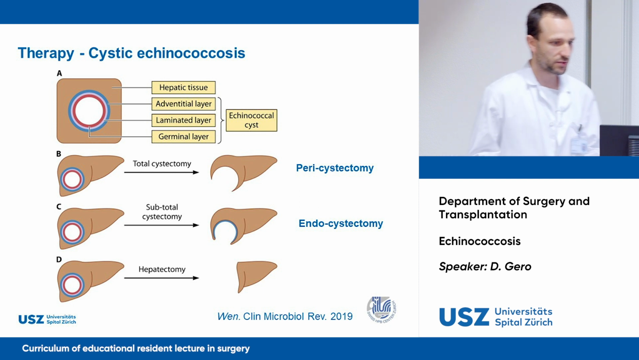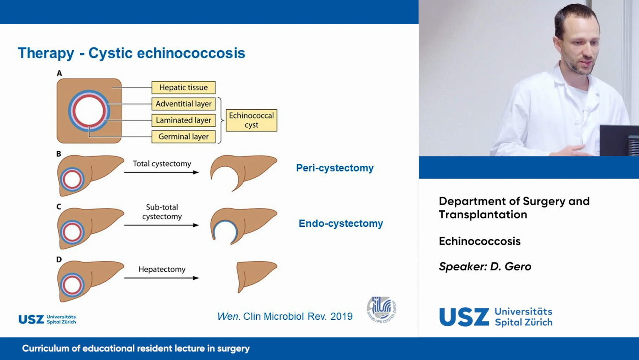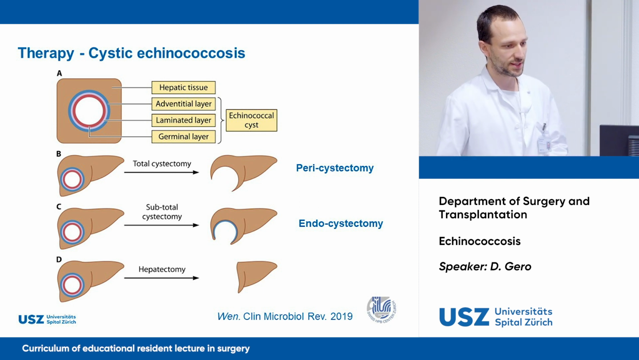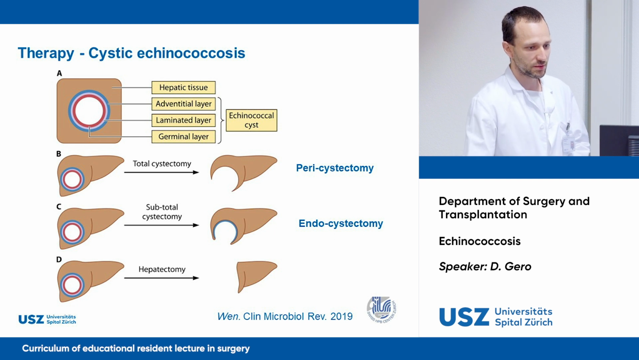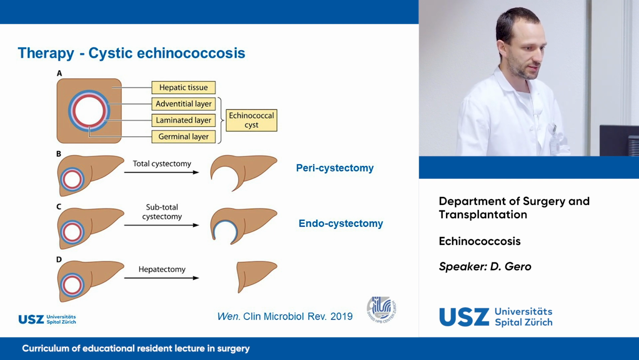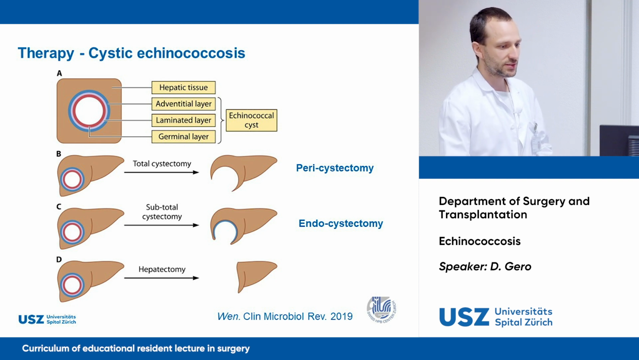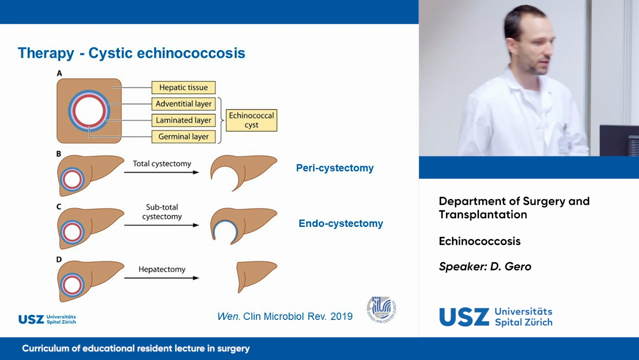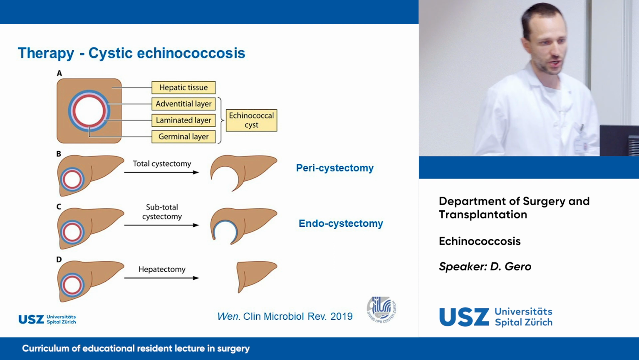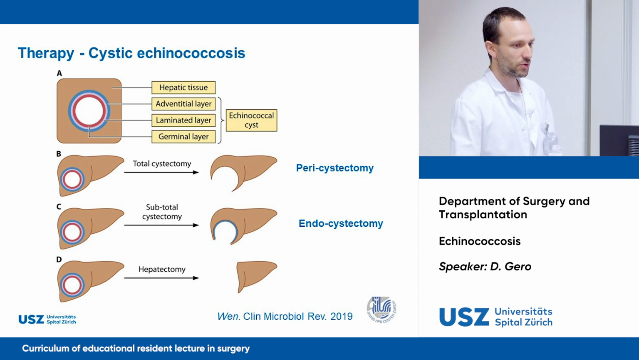On this figure, I would like to show the difference between endocystectomy and pericystectomy. The idea of pericystectomy is to remove the cyst in totality without opening it. When we perform endocystectomy, we leave the posterior wall of the cyst on the surface of the liver. This wall is composed of an adventitial layer, a laminated layer, and a germinal layer, which belong to the echinococcal cyst.